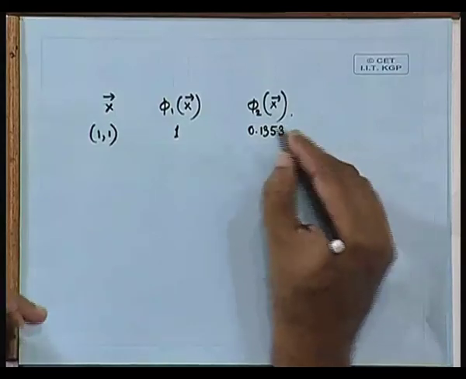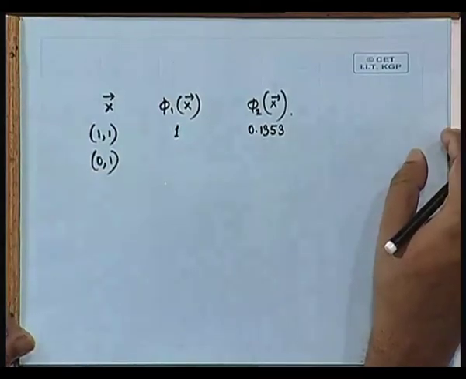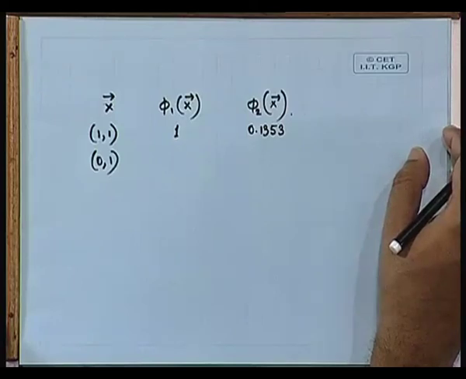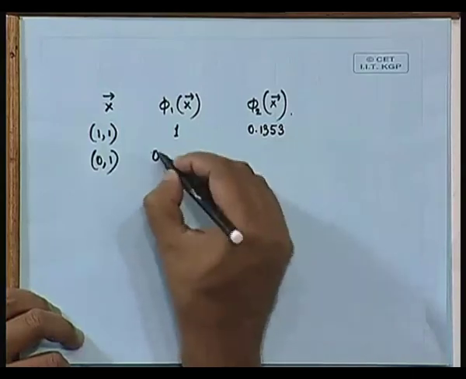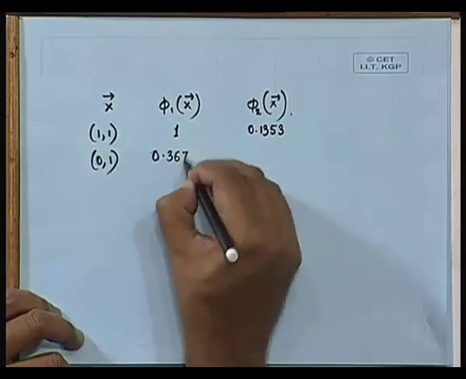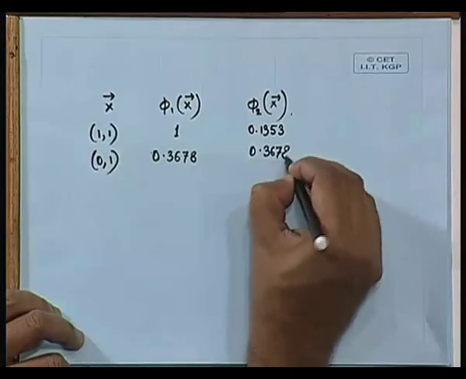Okay. Then we take 0 1. Now, 0 1 is not any of these radial basis function, these Gaussian function centers. So, that means both phi 1 and phi 2 will give some non-zero and non-1 real values. In fact, the values that work out are equal values. So, the values that are computed are 0.3678 for phi 1 and 0.3678 for phi 2.